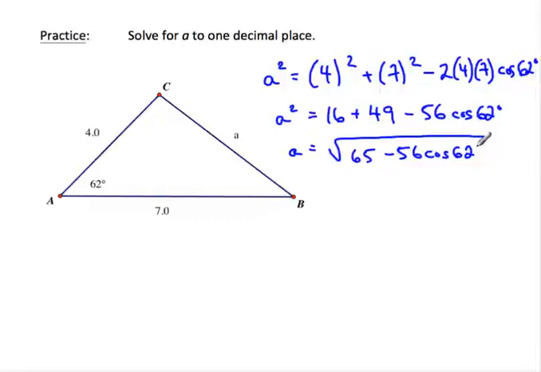And it's usually best to let your calculator do as much of this work for you as you can to avoid having to carry things through. If you plug that in and work it out, you get that a is approximately equal to 6.2. So that's an example of using the cosine law to find the side opposite when we're given two sides and the contained angle, or the angle in between them.